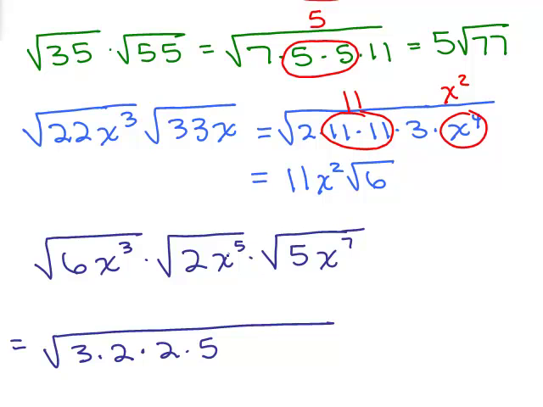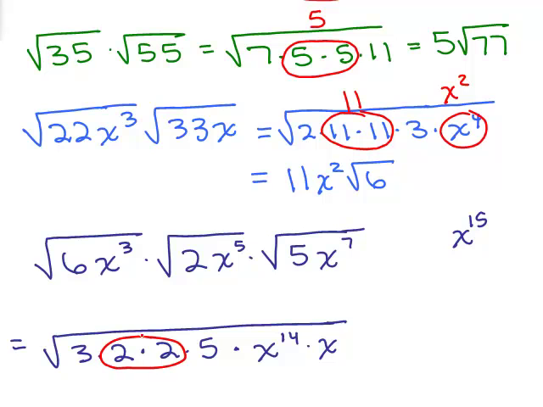Now, what about all the x's? I've got x cubed times x to the 5th times x to the 7th. So remember you add exponents? Well, that's going to give you x to the 15th. But that's not a perfect square. So the trick is to say, well, I know it's x to the 15th. I want to write that as x to the 14th times x, so I can pull out this perfect square.